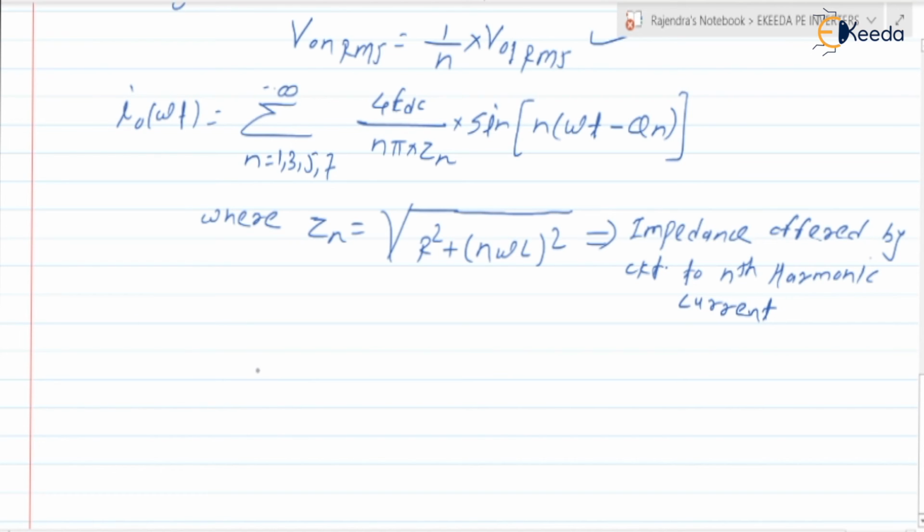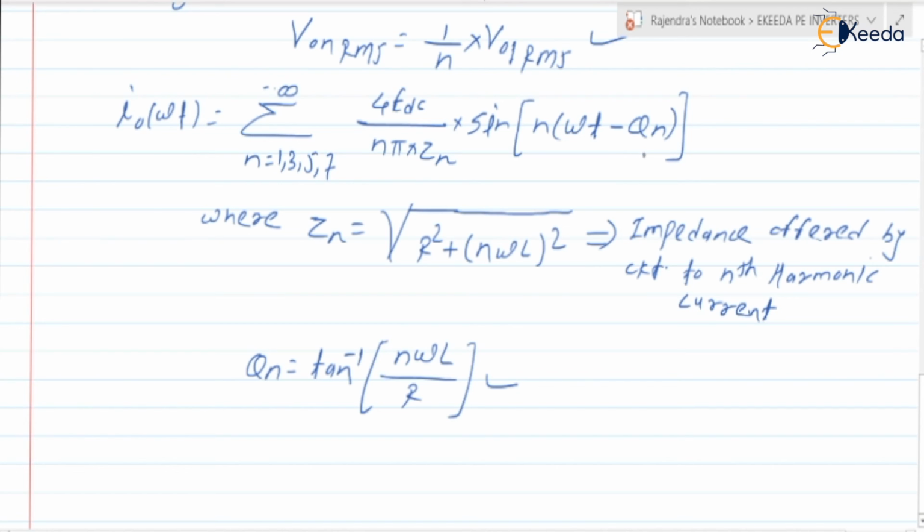Next, what is θn? θn is equal to tan inverse of nωL divided by R. This is θn, and here is the Zn we are having. This is the expression of I0(ωt). So I0 also consists of the fundamental component, third harmonic, fifth harmonic, seventh harmonic, etc. The phase angle here is nωt minus θn.